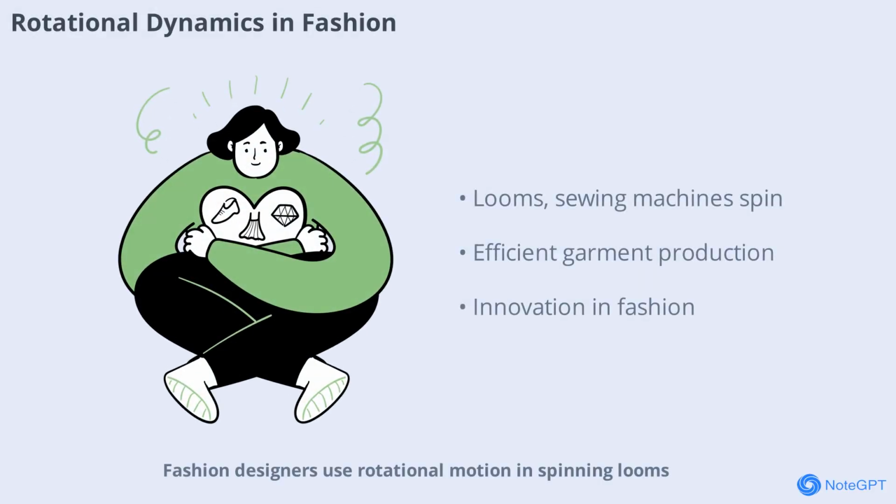Fashion designers use rotational motion in spinning looms and sewing machines to create fabrics and garments. Understanding these processes allows for more efficient production and innovative designs. Rotational dynamics is woven into the fabric of the fashion industry, driving creativity and efficiency.